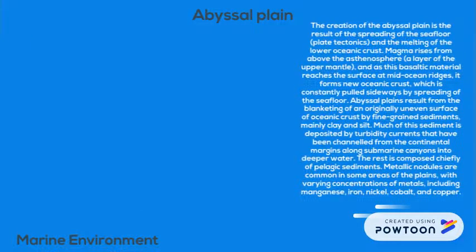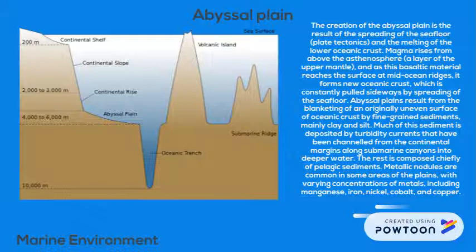The creation of the abyssal plain is the result of the spreading of the sea floor, which is plate tectonics, and the melting of the lower oceanic crust. Magma rises from above the asthenosphere, a layer of the upper mantle. And as this basaltic material reaches the surface at mid-ocean ridges, it forms new oceanic crust, which is constantly pulled sideways by spreading of the seafloor.